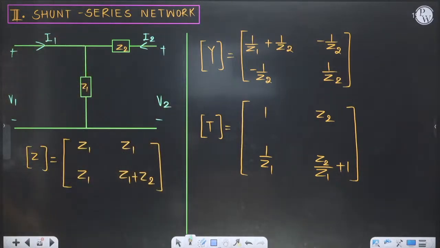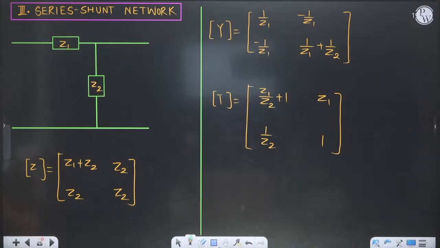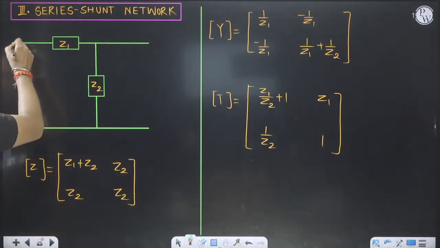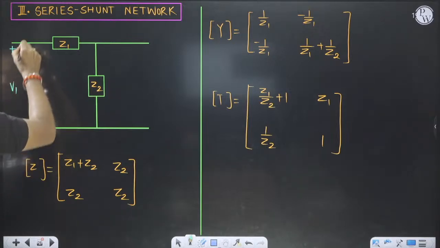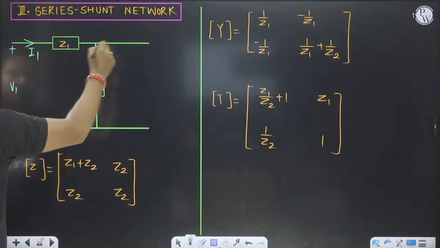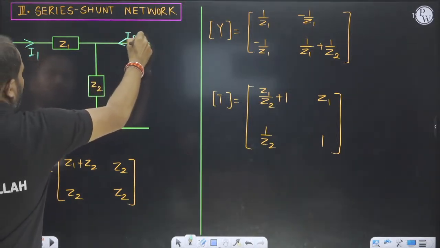You just write it down, and if you want to remember. If you want to do derivation, you can go through the derivation. I will go through the derivation because there are so many formulas, it is very difficult to remember. This one is also series shunt network. I have derived this formula in lecture number 5. You can go through the playlist.